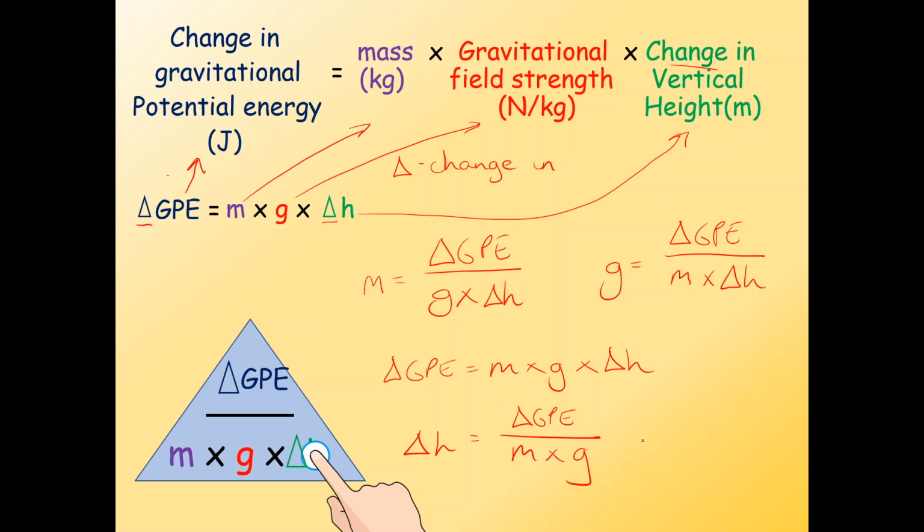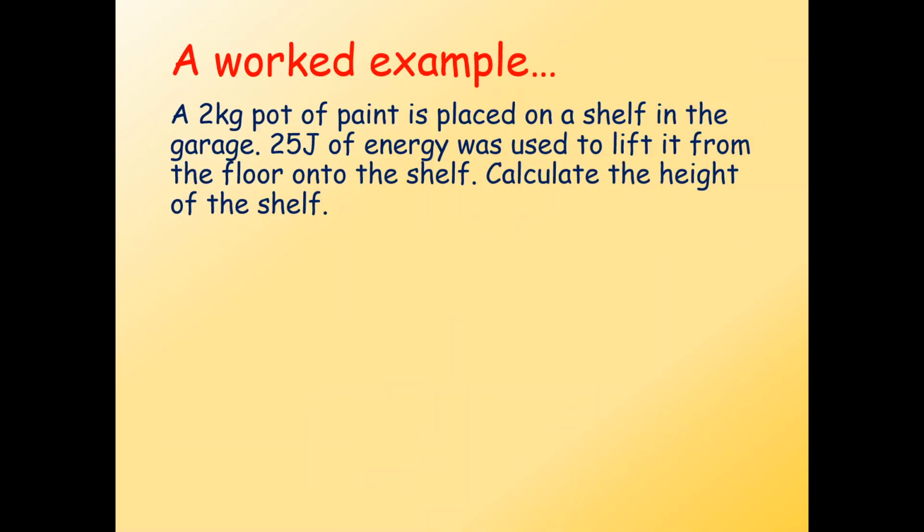And remember, a key fact to remember is that the gravitational field strength on Earth is 10 newtons per kilogram. Okay, let's look at a worked example. A 2 kilogram pot of paint is placed on a shelf in a garage. 25 joules of energy was used to lift it from the floor onto the shelf. Calculate the height of the shelf.